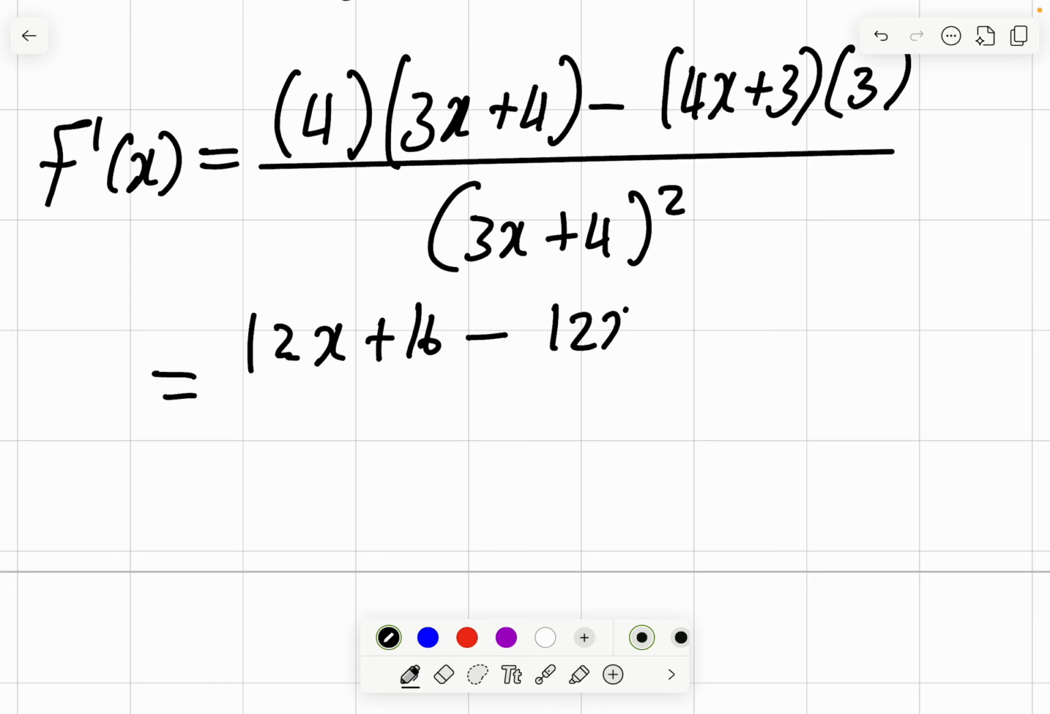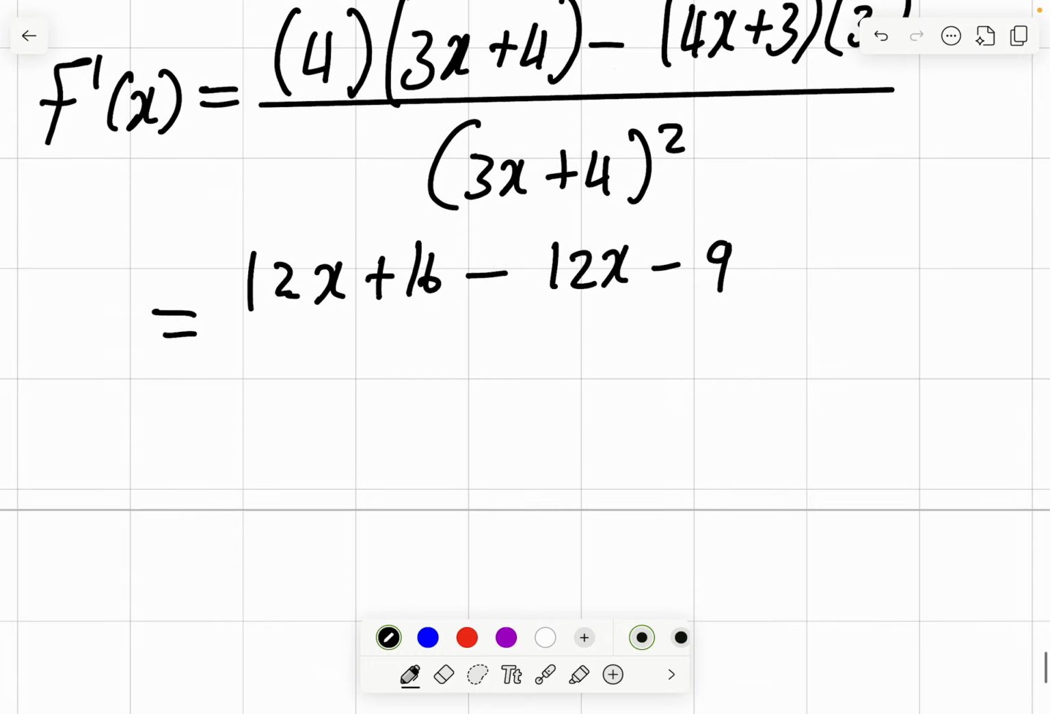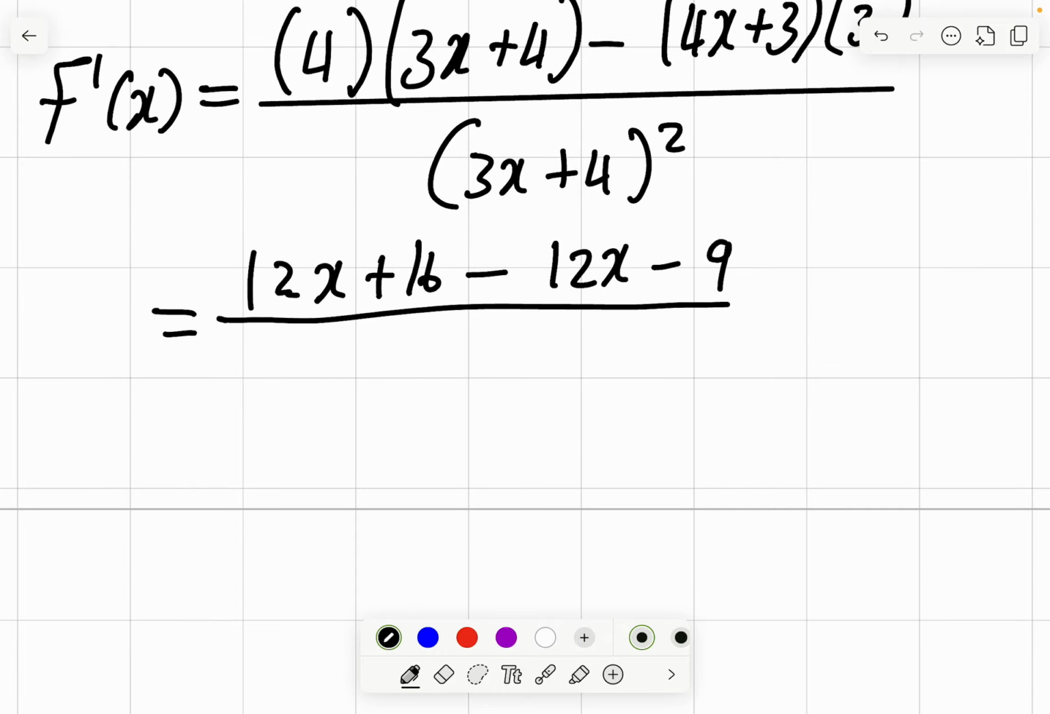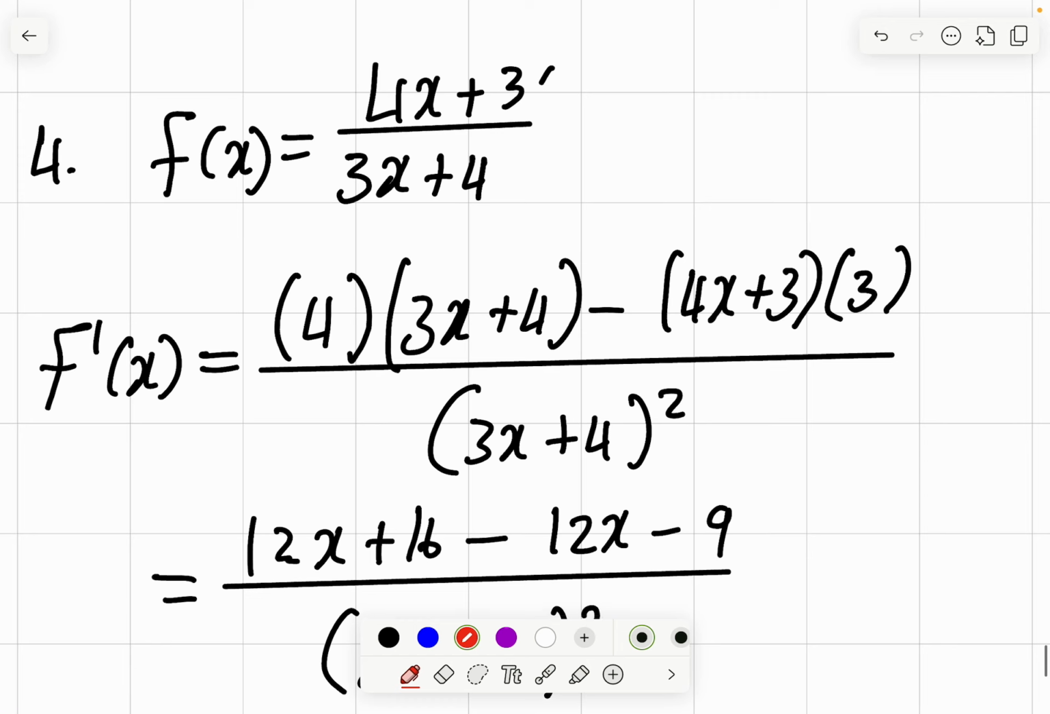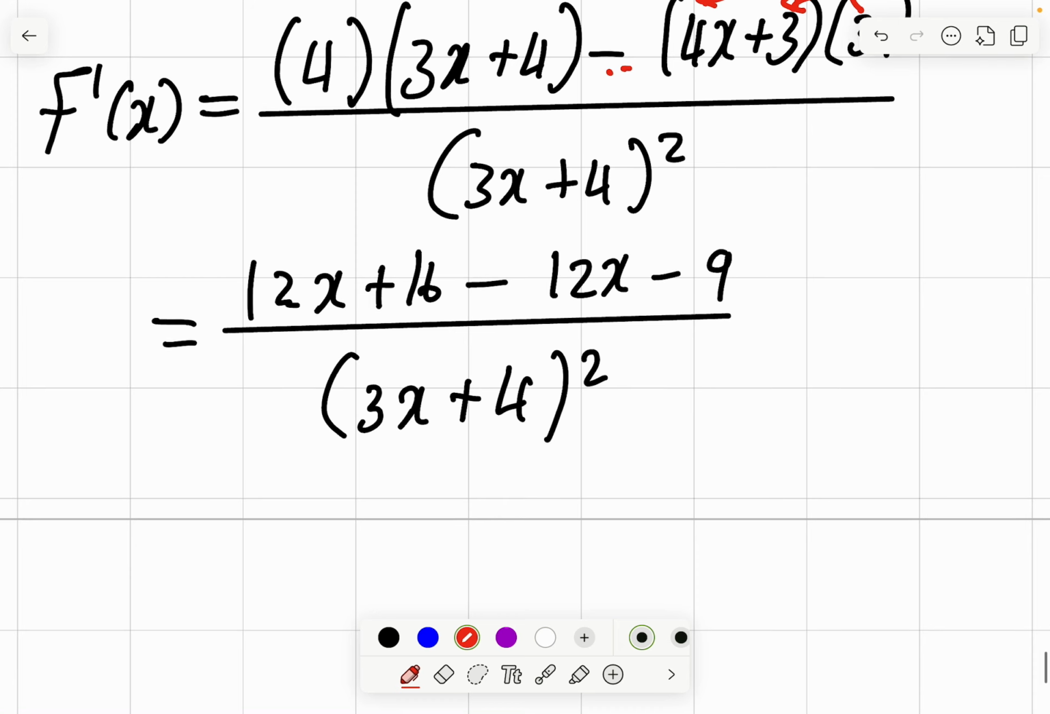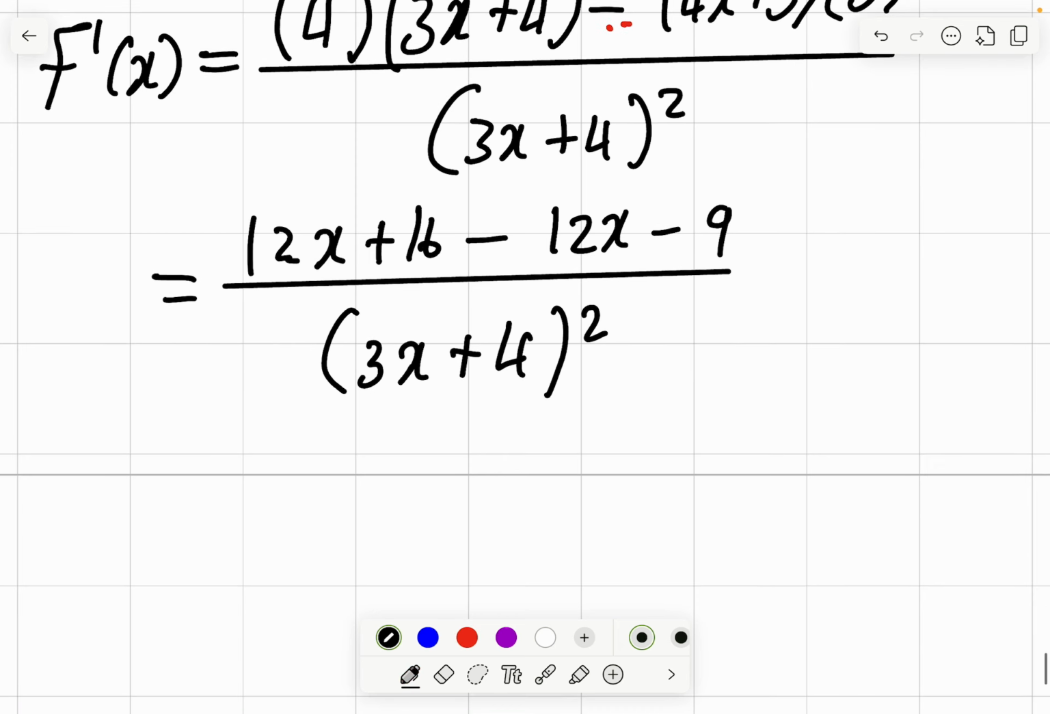Yeah, negative 12x. Then negative 9, all divided by what? If you're wondering how I got that answer, I multiplied these things simultaneously with this negative here. So I'm going to cancel these things, this one and that one.